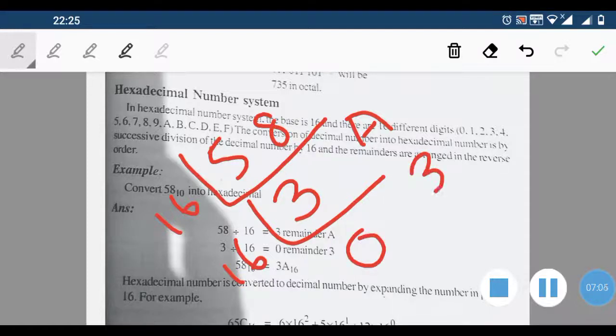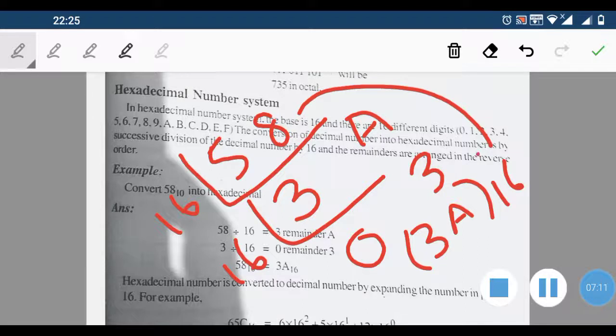So the total number is 3A to the base 16. So 58 corresponds to 3A to the base 16. So the corresponding hexadecimal number for 58 is 3A. Okay.